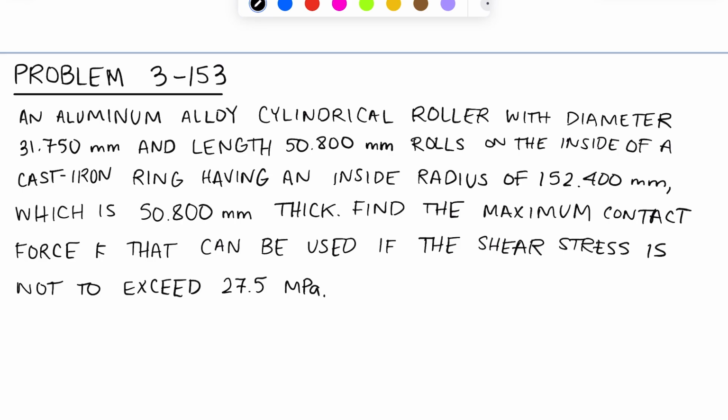Welcome to this problem solving video. We are going to be solving problem 3-153 in the Shigley textbook. And so I've written out the problem statement here.